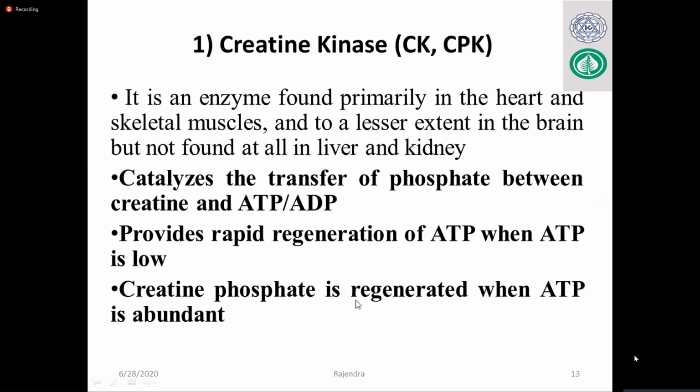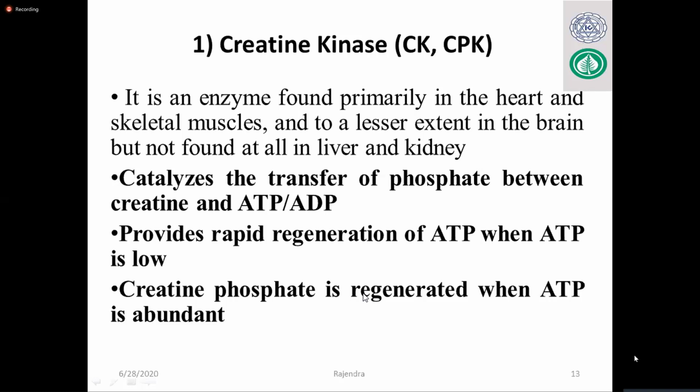Let's start with creatine kinase. Creatine kinase, either CK or CPK; both abbreviations are used interchangeably. CK or CPK, both are the same. It is an enzyme found primarily in the heart and skeletal muscle.